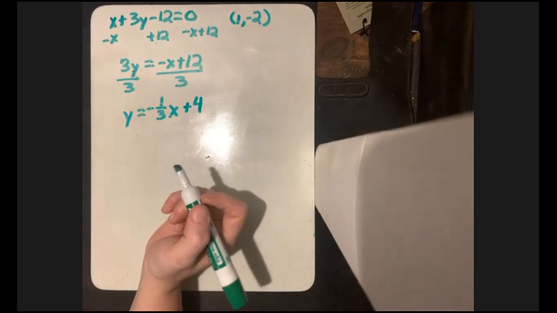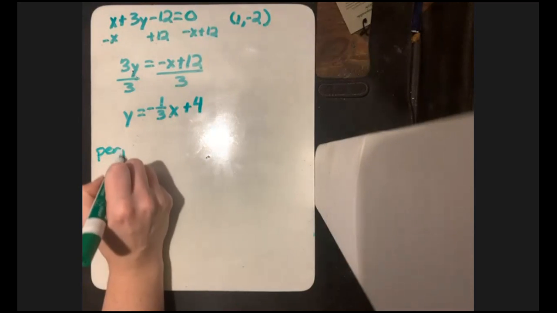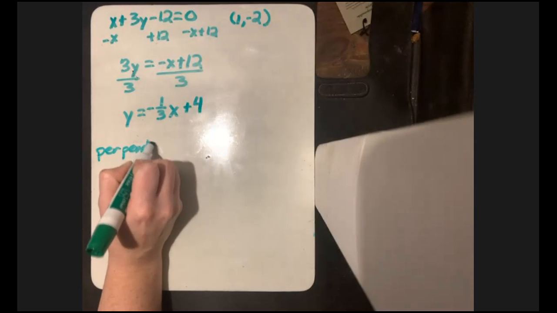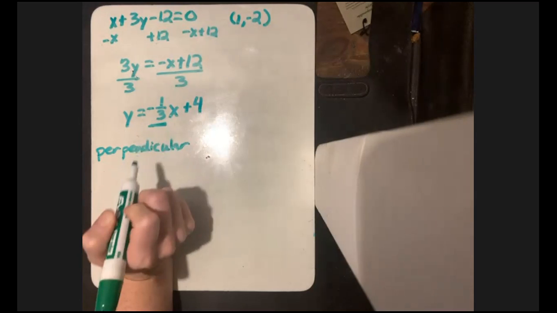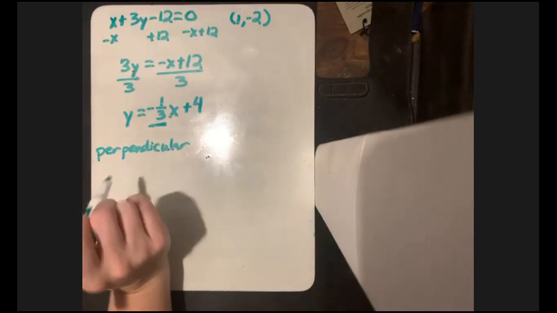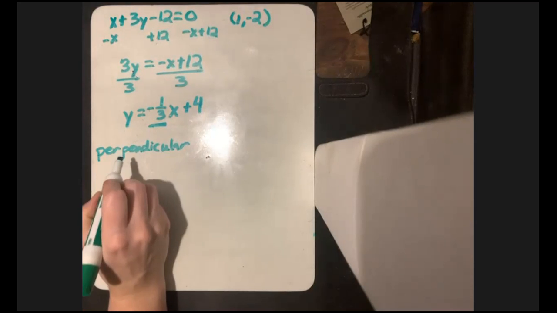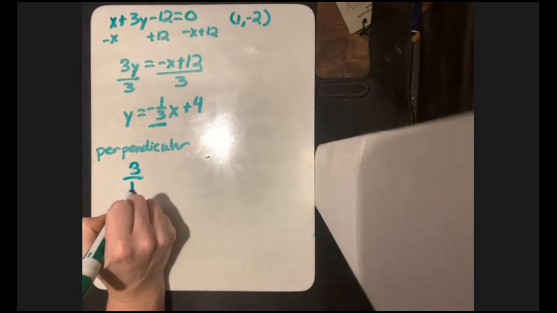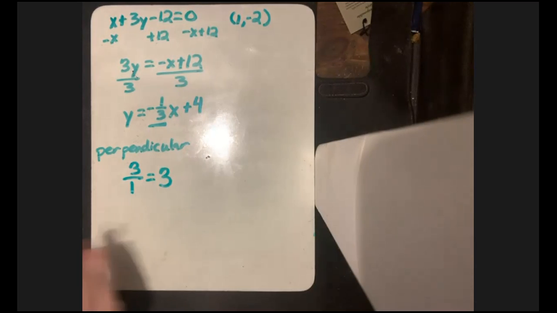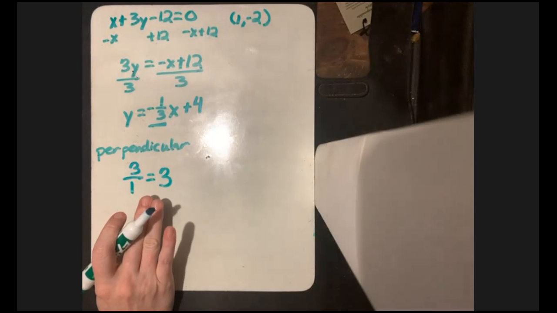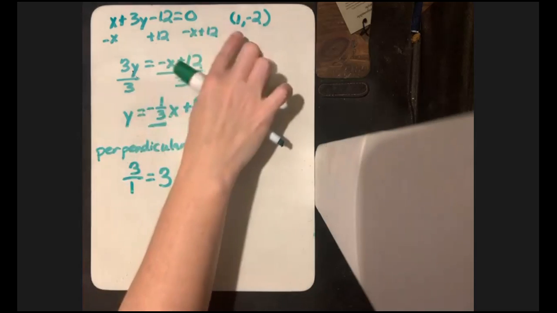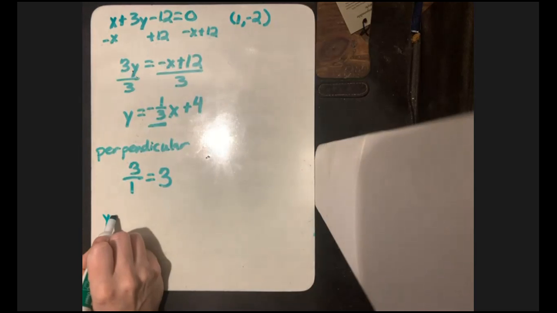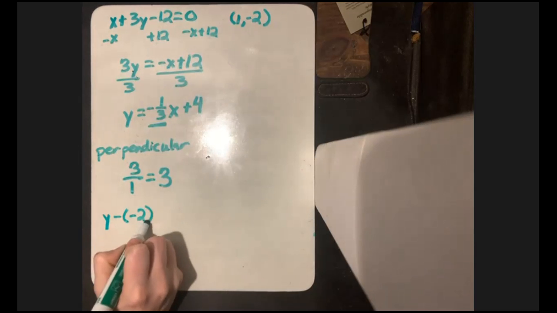Now, for perpendicular, okay, I'm going to flip and switch this slope or find the opposite reciprocal, whichever way you want to think about that. So it's going to be +3/1, which can be cleaned up to 3. Now, there's the slope. That is our perpendicular slope. If we're going to find the equation of a line, we're going to utilize this. So we can start in point slope.